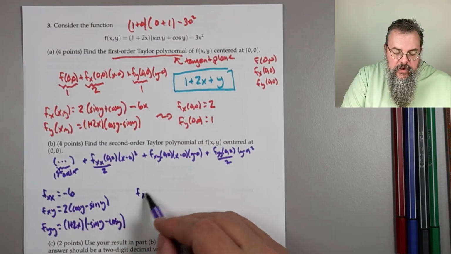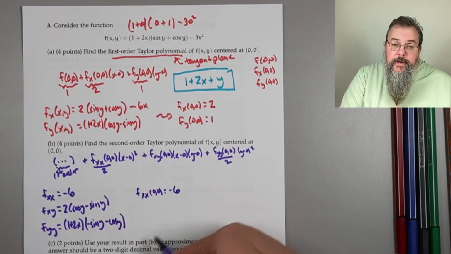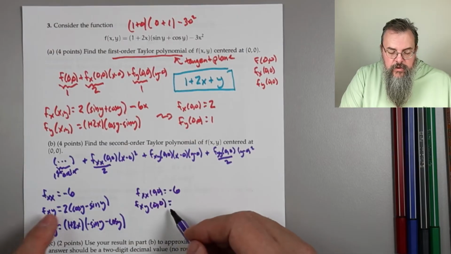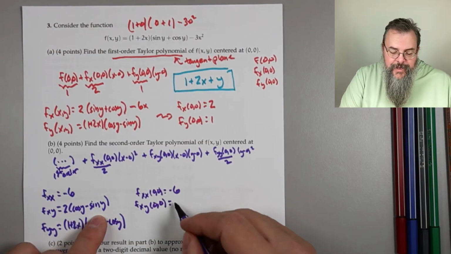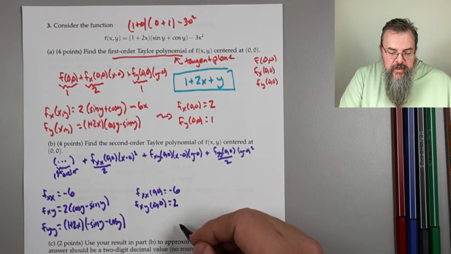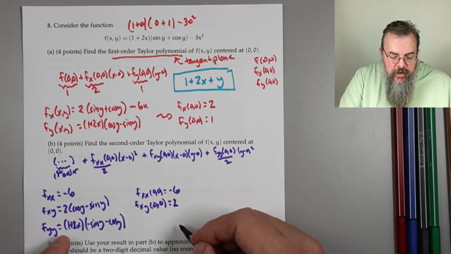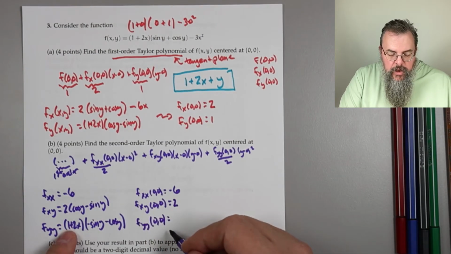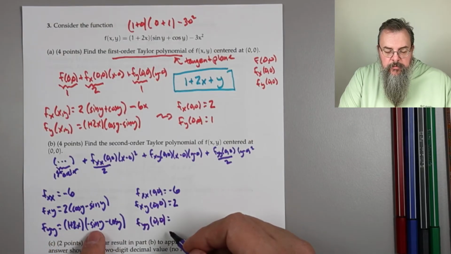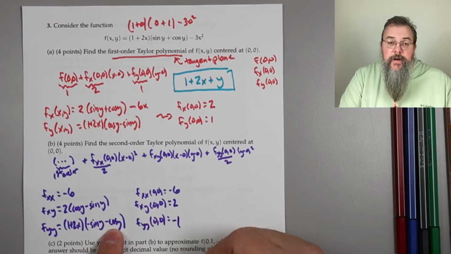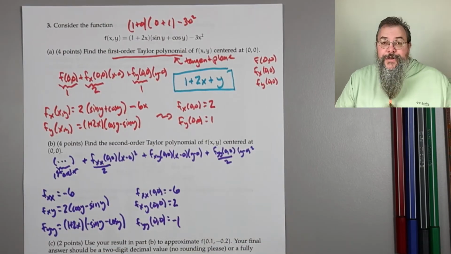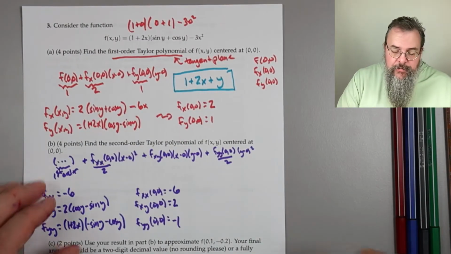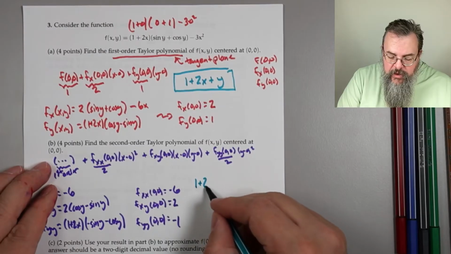Okay, so at 0, 0, we get fxx is negative 6. fxy at 0, 0, we get 2 times 1 minus 0, so that would be a 2. And, all right, and then we have fyy at 0, 0. Well, we have a 1, and here we have a minus 0 and a minus 1, so that's a negative 1. So, what do we have? Well, we have our first order, which we already found in part A. So 1 plus 2x plus y.